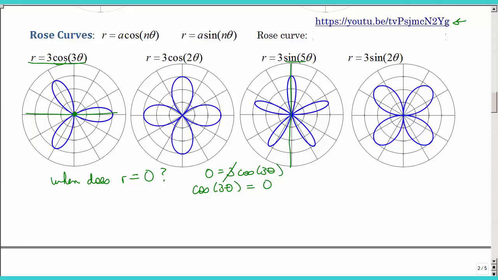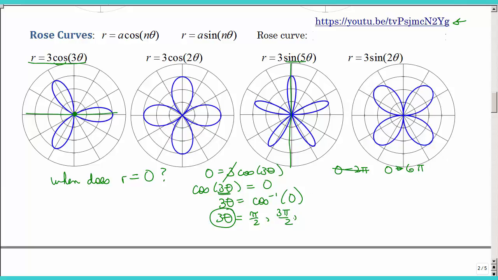This is where you have to be really careful because of the 3 theta. So 3 theta is the inverse cosine of 0. Well, we know cosine equals 0 at pi over 2 and 3 pi over 2. But that's if you go from 0 to 2 pi. That 3 theta says, do that 3 more times. Go around the circle 3 times. So I don't want to go from 0 to 2 pi. I want to go 0 to 6 pi.